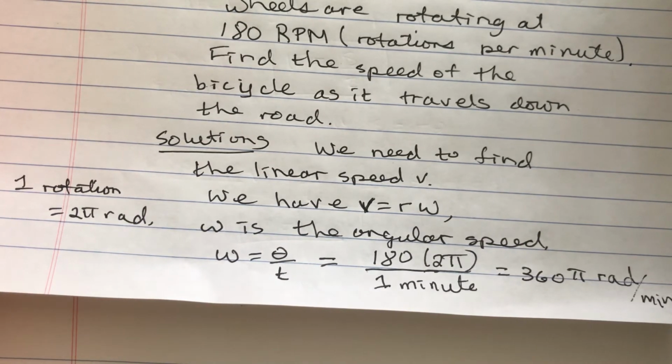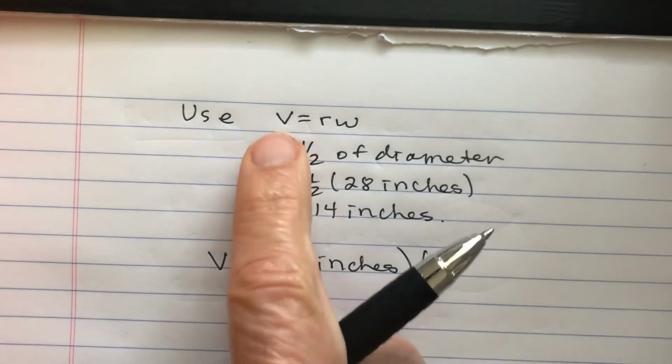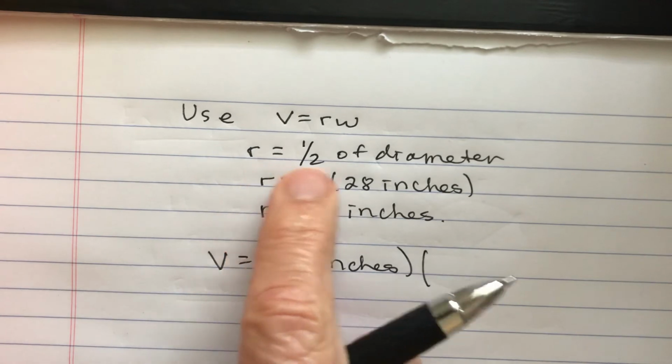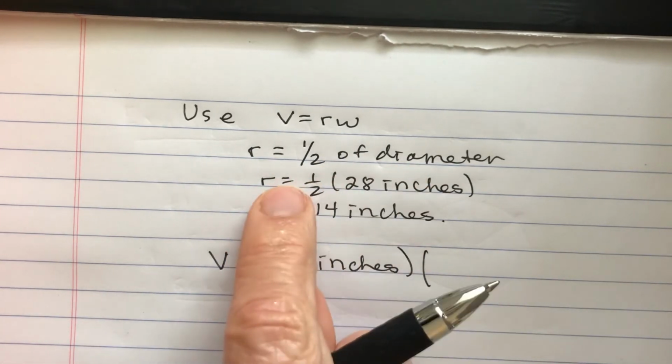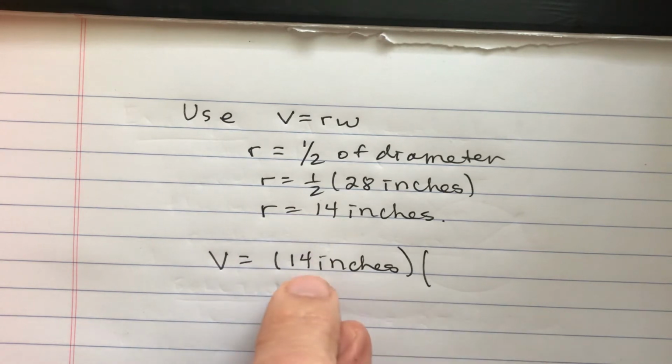And so V would be 14 inches times, let me start over here. Okay, we're going to use V equals R times omega. R is 1/2 of the diameter, and R therefore is 1/2 of 28 inches, which is 14 inches.